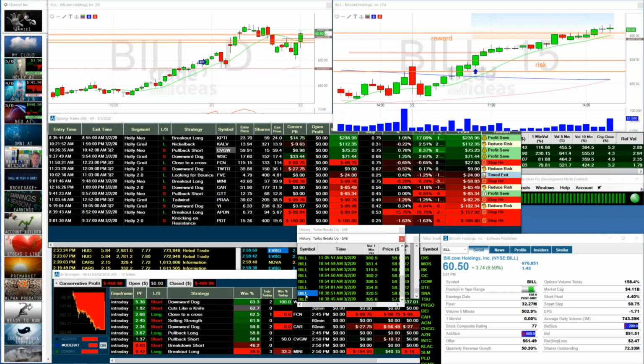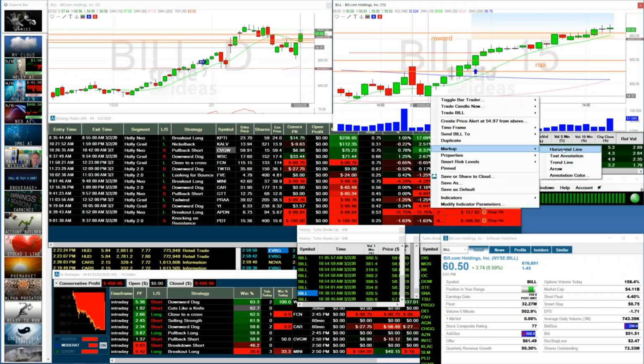Now, this one not near as pretty, but I just wanted to include Bill here because the pattern is the pattern and it still worked. We had the initial high being put in down here. We had the initial low being marked off down here.